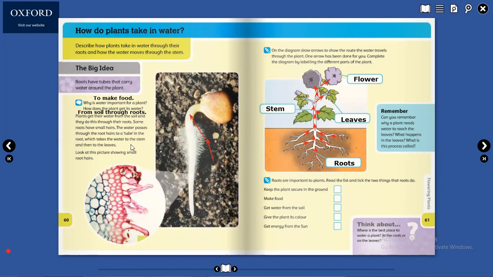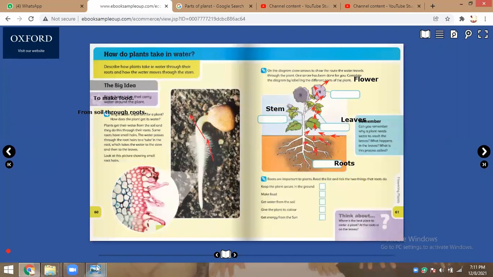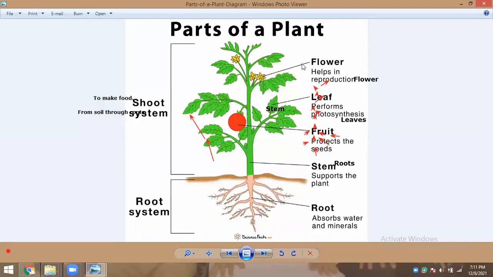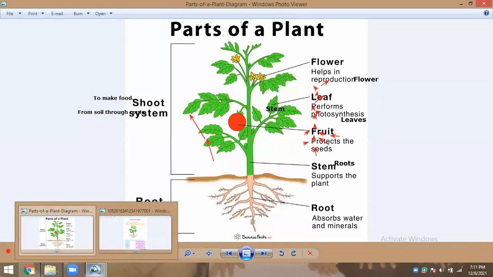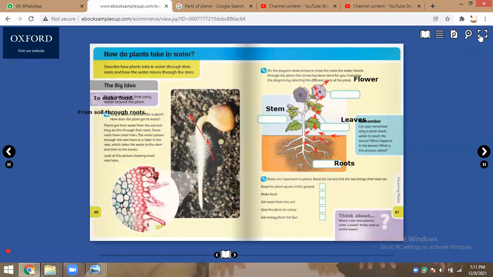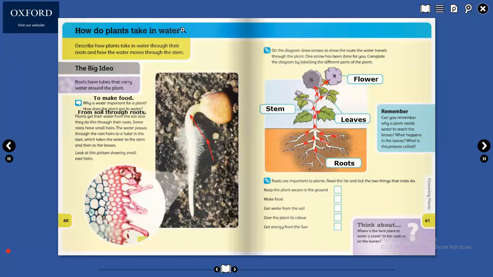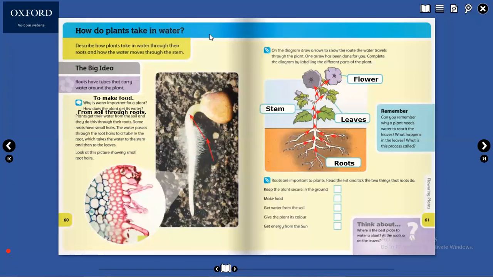Before we do this, we have to move on. Okay, let me write and capture, and then I will explain. Roots do what? Roots keep the plant secure in the ground. Yes, take this one. Make the food? No. Roots don't make the food. This is wrong.